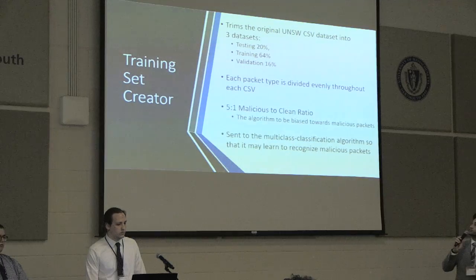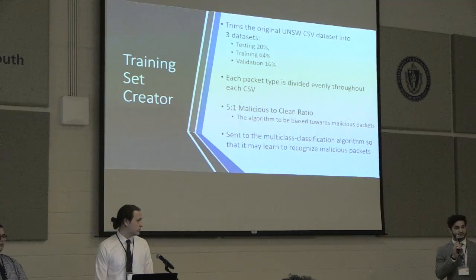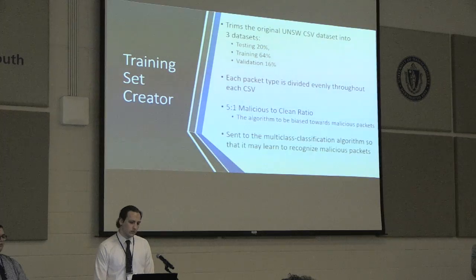Next is the training set creator. We actually have 3 different data sets. We have a testing, training, and validation set. The training set is about 64% of the allocated packets. The testing set is 20%, and the validation set is the remaining 16%.